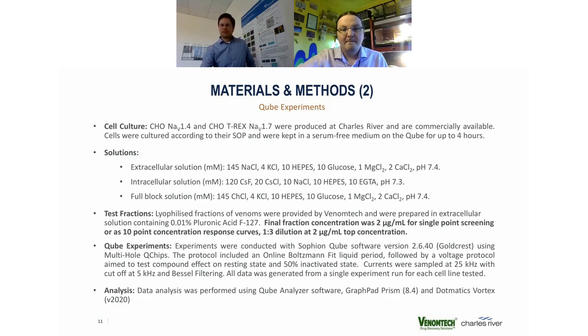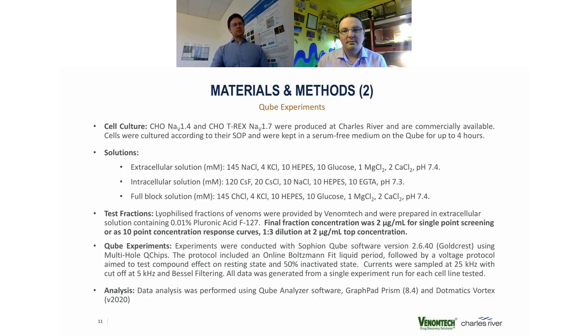Okay, so we have some electrophysiologists in the crowd, so I'll just very briefly go through our methods on the Qube. We used the Charles River Nav1.4 and Nav1.7 cell lines. Those are available and work very nicely on automated patch clamp systems. Our external solution was the normal Sophion EC000. Internal solution is a slightly tweaked IC000, so we have a little bit more internal chloride. And then we had a full block solution, so we could normalize our data to that and use that as an additional quality control at the end of the experiments to verify our seals.